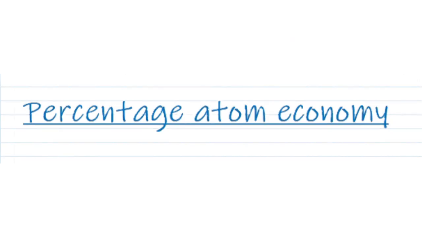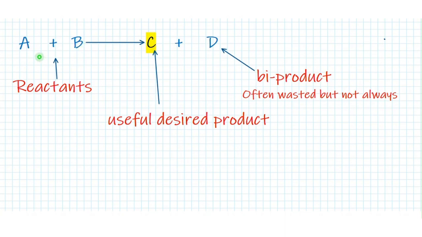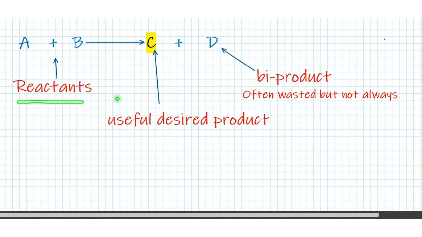Okay, let's move on to percentage atom economy. And this is about making as much stuff as you can. So chemists might look at a reaction like A plus B goes to C plus D. A and B are the reactants. This is what we're using. This is what we're going to use for our recipe.